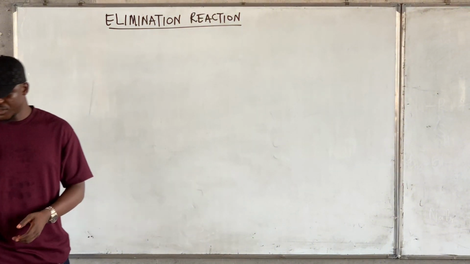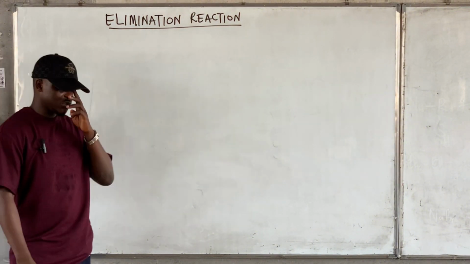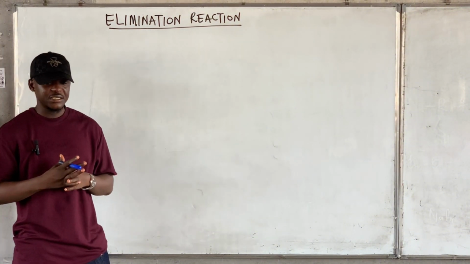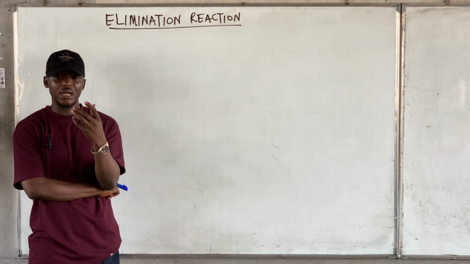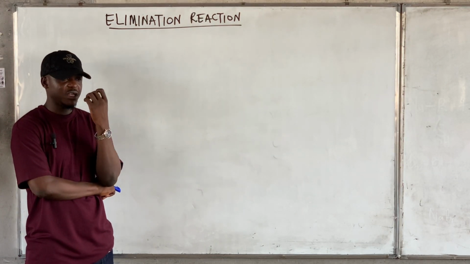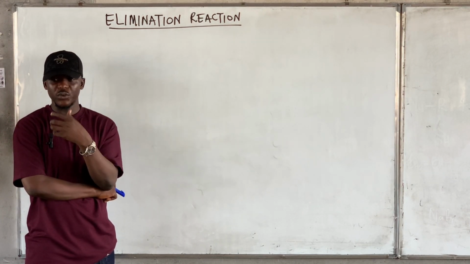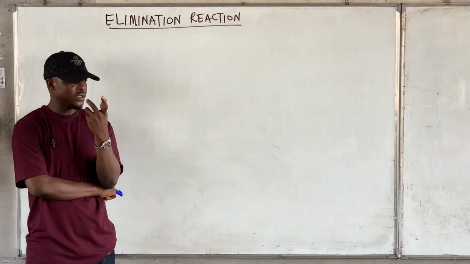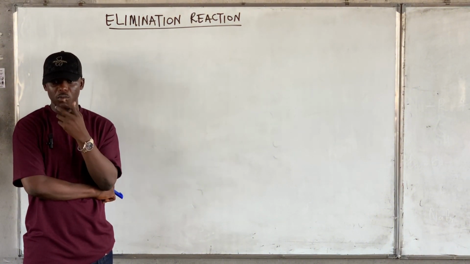Now, let me explain something here. Substitution reaction is the replacement of one functional group or one atom with another. In the case of elimination, you're removing without replacing. And once you've done that, it always leads to the formation of a new double bond.